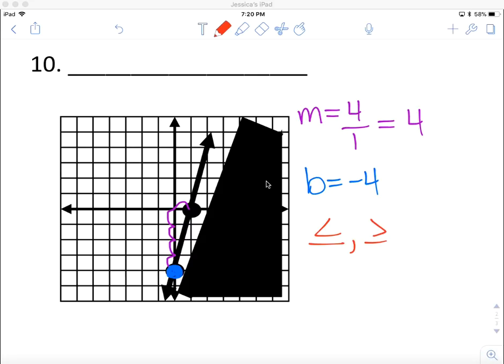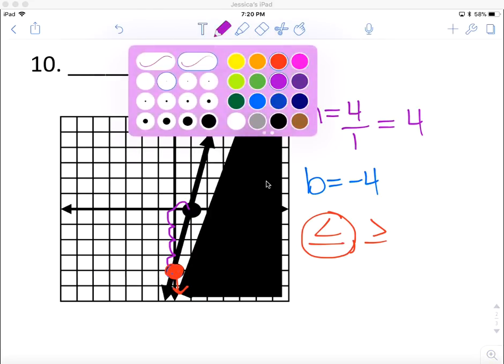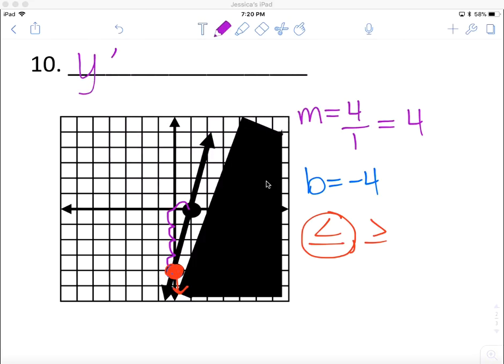I have a solid line, so I'm choosing between less than or equal to and greater than or equal to. This one's a little tricky to choose your sign, but remember to always look at your y-intercept. For this one, I am shading below my y-intercept, so I want to use less than or equal to. Putting this all together, my answer is y is less than or equal to 4x minus 4. I plug in my slope, I plug in my y-intercept.